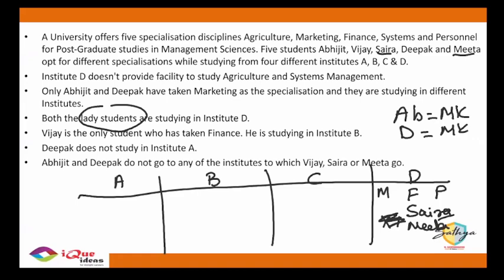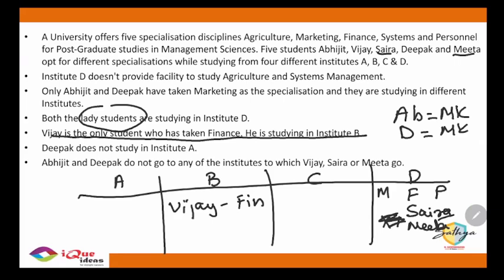So I don't know. Now, the next clue is very straightforward. It says Vijay is the only student who has taken finance and is studying in Institute B. So Vijay with finance in Institute B is pretty much fixed. Let's follow one clue at a time.